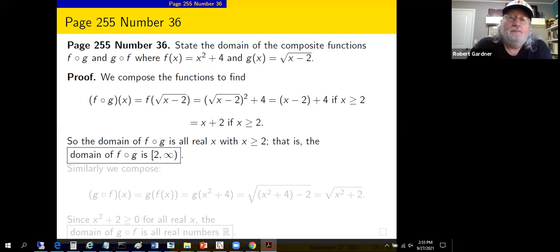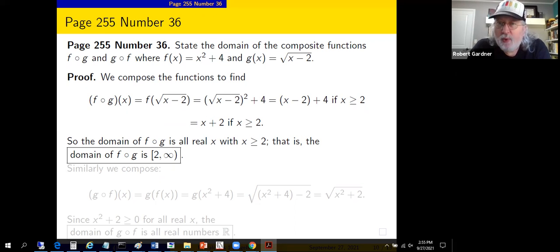f composed with g, that is f of g of x. g of x is the square root of x minus 2. So here's g of x. What does f do to things? f takes input, squares the input and adds 4. The input is the square root of x minus 2, so that gets squared, and 4 is added. The square root of x minus 2, squared, is simply x minus 2.